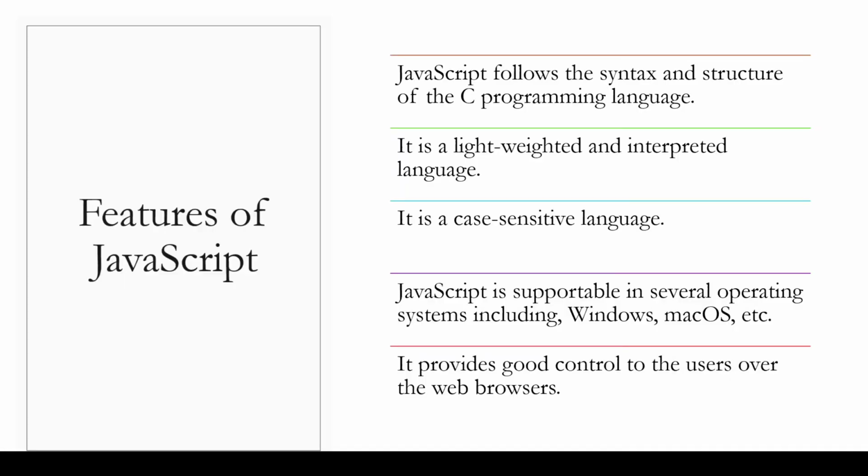These are the features of JavaScript. JavaScript follows the syntax of C, and it is a lightweight and interpreted language. It is a case sensitive language. It means small case and capital case make a difference in defining the structure, for example, classes, variables, and so on. JavaScript is supported on several operating systems such as Windows, Mac OS, Linux, and it provides good control for building our website.